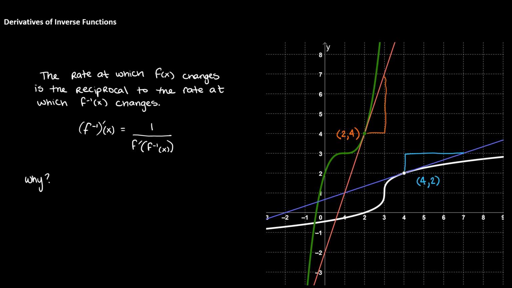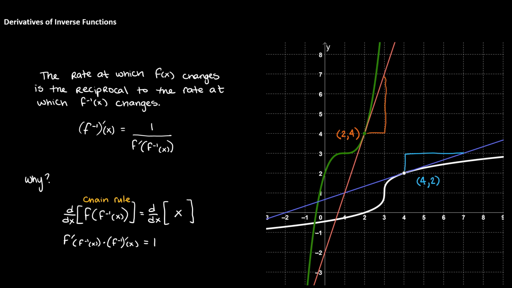Why is that the case? Well, let's start with that property we remembered from our pre-calculus class. The composition of a function with its inverse will always be equal to the input variable. In this case, it's x. If we take the derivative of the entire equation and we apply the chain rule for the composition of f with its inverse, we get a new equation that says the derivative of f with the inverse function plugged in times the derivative of the inverse function is equal to 1.